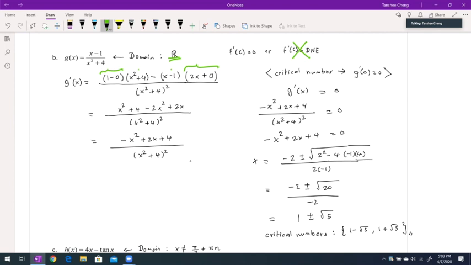Once again, both of these will be considered critical numbers for this particular problem because I did not tell you in which specific interval we want to find them. I never told you in which specific interval we want to find this critical number. So therefore, I'm looking at the entire domain, R. Both of these values are included in the entire domain of the original function. So my critical numbers are both 1 minus square root of 5 and 1 plus square root of 5.